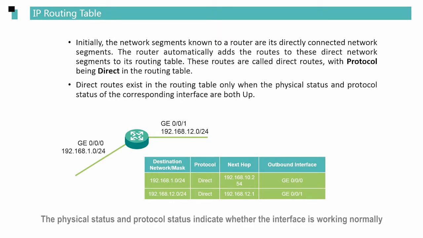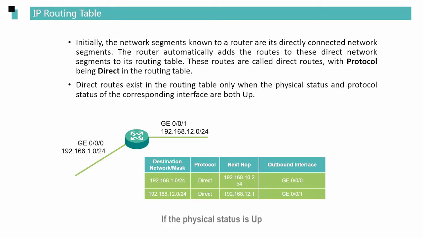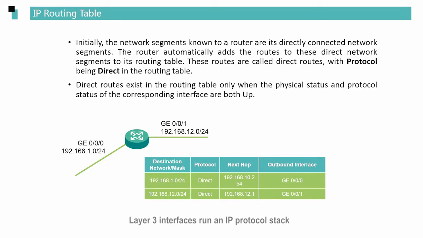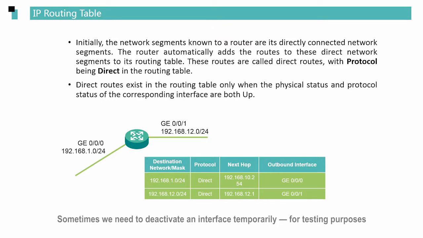The physical status and the protocol status indicate whether the interface is working normally. If the physical status is up, the interface is properly connected to a link and is receiving voltage signals normally. If the protocol status is up, the protocol enabled on the interface is running normally. For example, Layer 3 interfaces run an IP protocol stack. If the IP protocol stack is up, the protocol status is up. In most cases, after an IP address is configured for a Layer 3 Ethernet interface, the protocol status of the interface goes up.